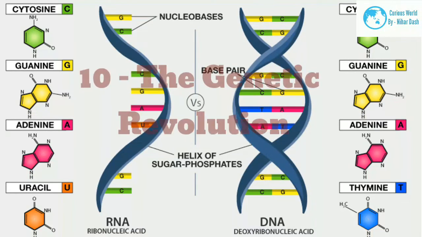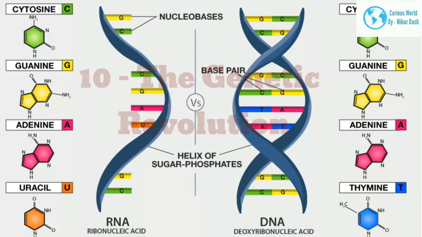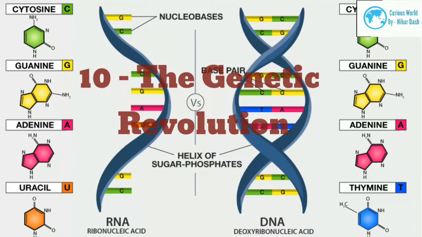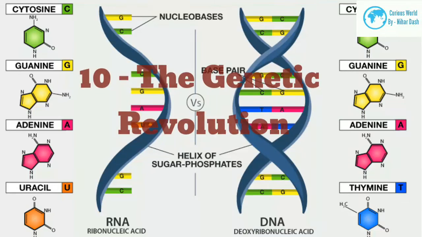Progress in DNA sequencing, specifically mitochondrial DNA, mtDNA, and then Y chromosome DNA, advanced the understanding of human origins. Application of the molecular clock principle revolutionized the study of molecular evolution.